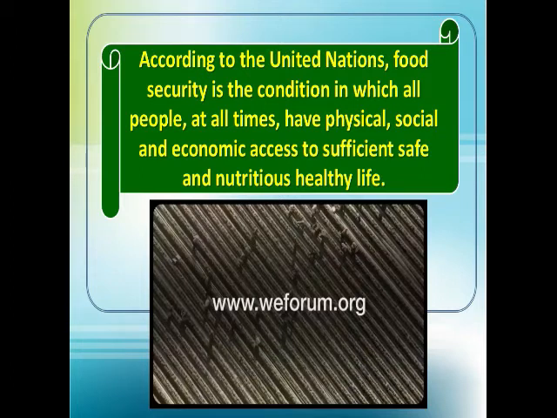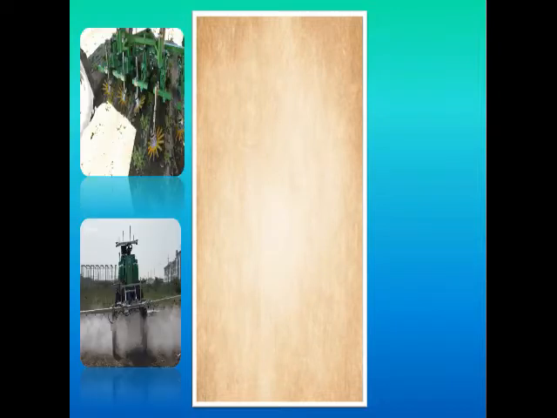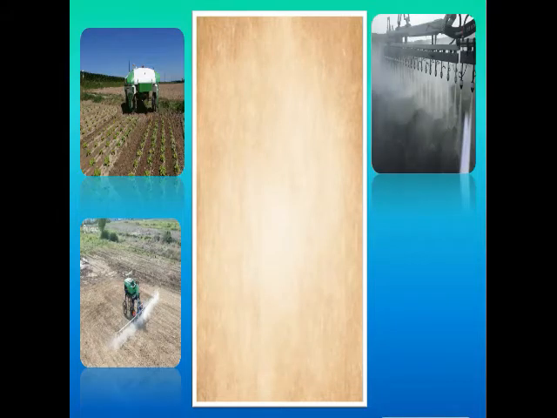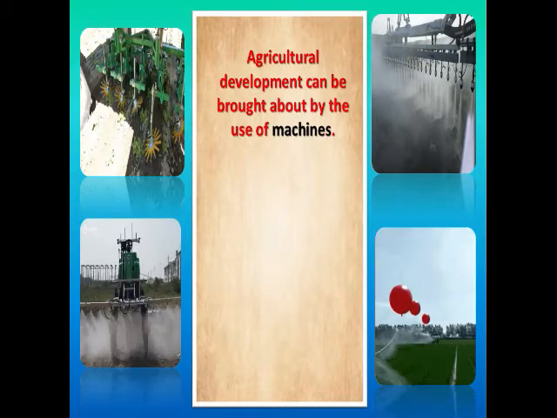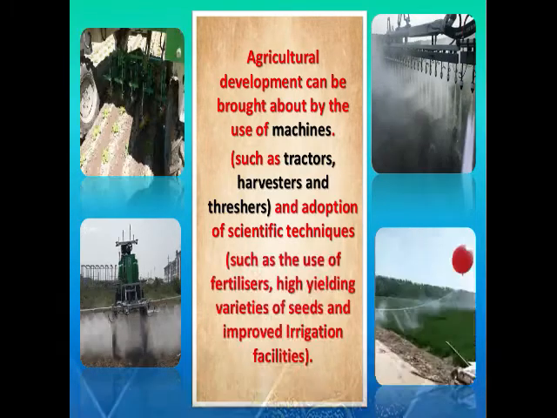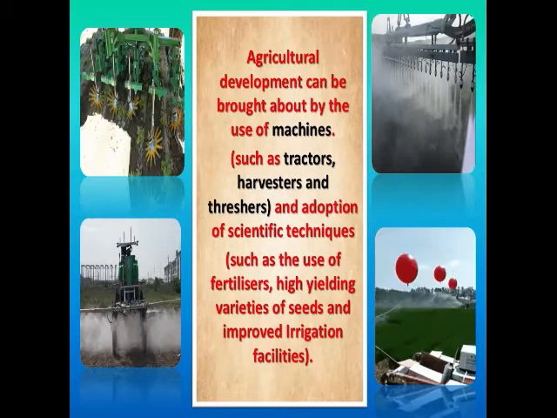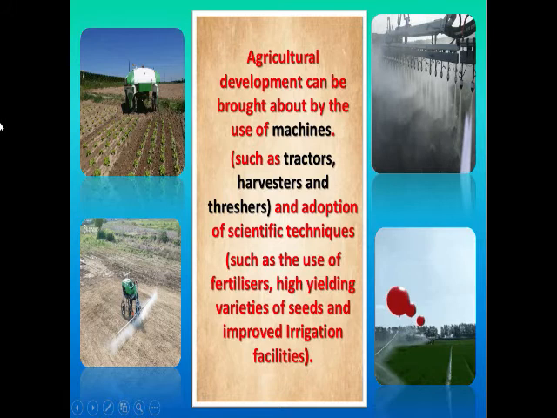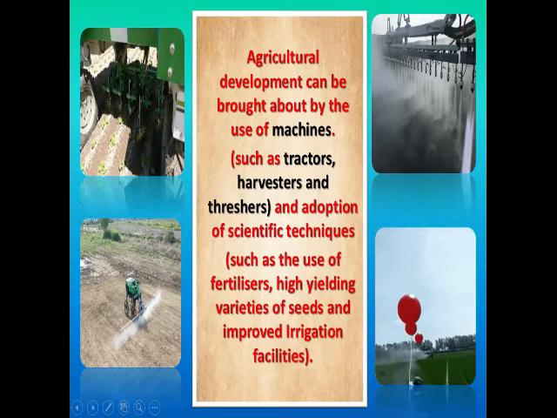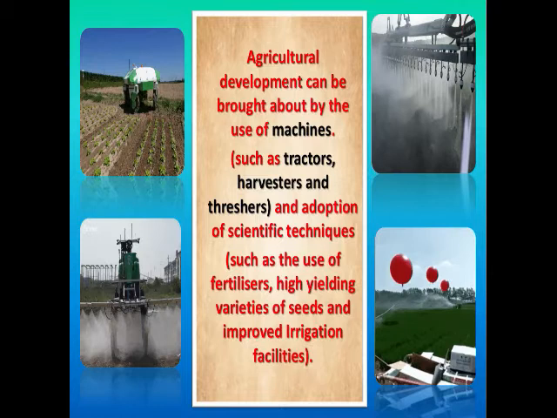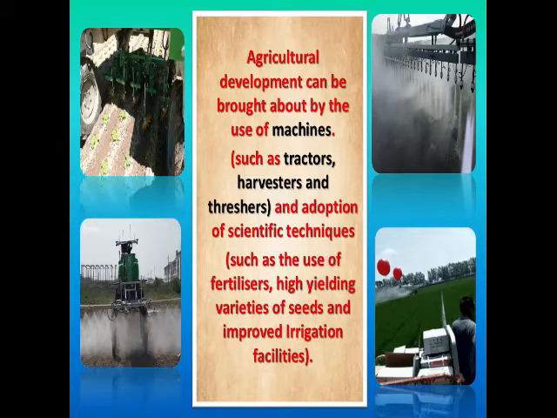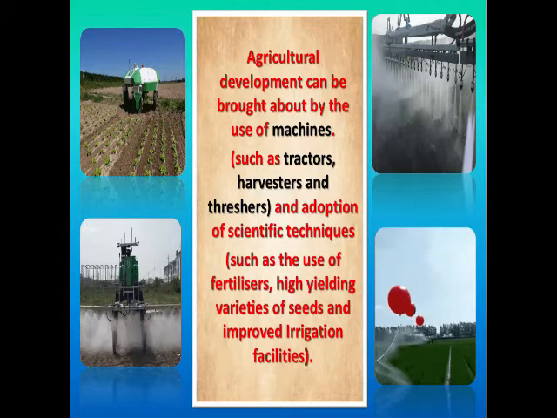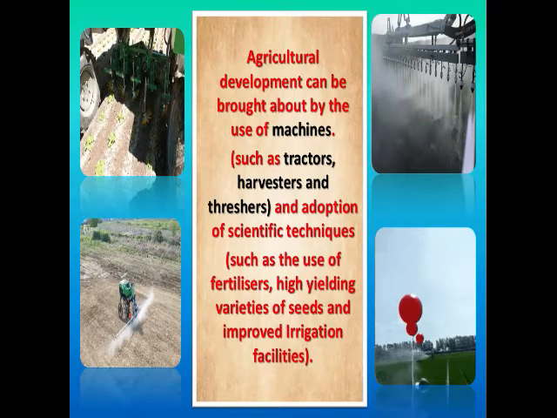And let us go to the next one, the steps. That means the agricultural development steps. Now we are seeing what are the steps taken by the United Nations for food production. Agricultural development can be brought about by the use of machines such as tractors, harvesters, and threshers, and adoption of scientific techniques such as the use of fertilizers, high yielding varieties of seeds, and improved irrigation facilities.